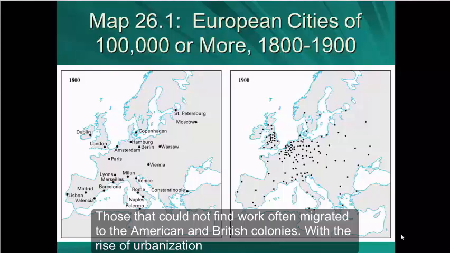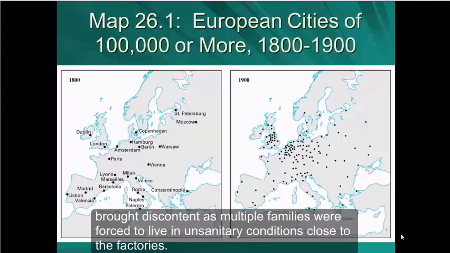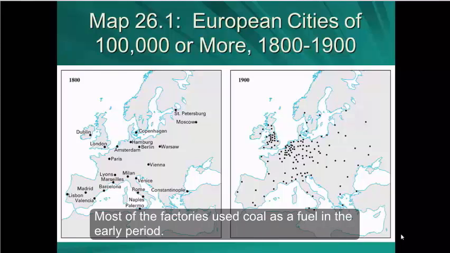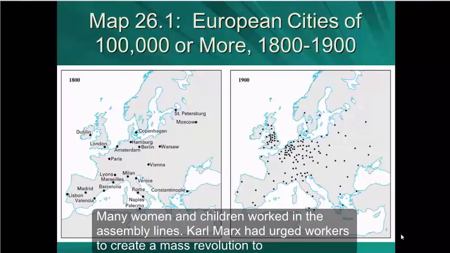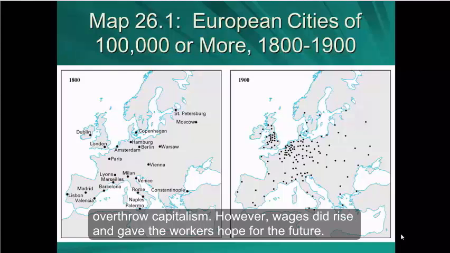The rise of urbanization brought discontent as multiple families were forced to live in unsanitary conditions close to the factories. Most of the factories used coal as a fuel in the early period. Many women and children worked in the assembly lines. Karl Marx had urged workers to create a mass revolution to overthrow capitalism. However, wages did rise and gave the workers hope for the future.